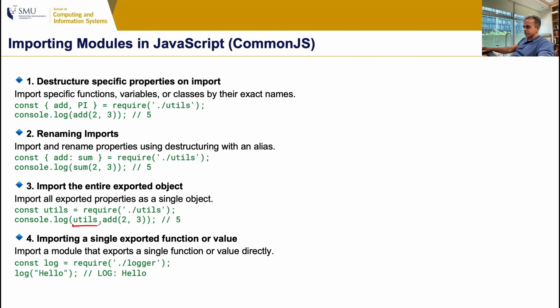Of course, you have to say utils.add because add is not there in the current scope, but utils as an object is there, which contains a method add. And if you want to say utils.pi, that would be a property of the utils object, and that you can actually access also. Similarly, you can export just one function that you saw.